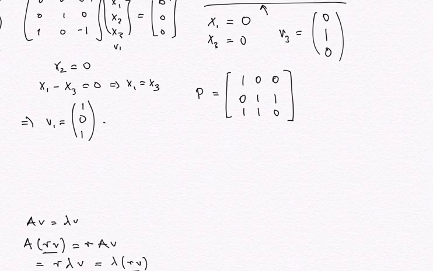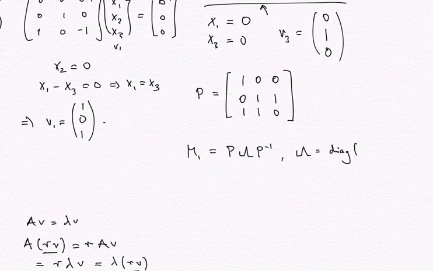Remember that the eigenvalue decomposition says that the matrix M1 can be written as the product of a matrix P times a matrix lambda times a matrix P inverse. And lambda is the matrix that contains the eigenvalues on the diagonal, and zeros everywhere else. This is the matrix P. This contains the eigenvectors that correspond to the three eigenvalues, v1, v2, v3. This is lambda 1, lambda 2, and lambda 3.